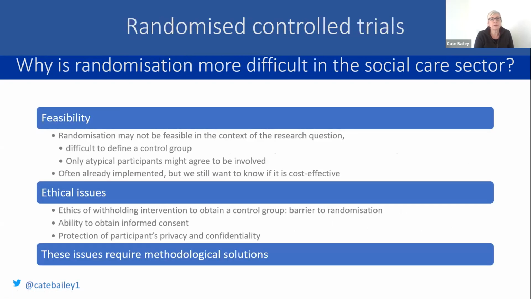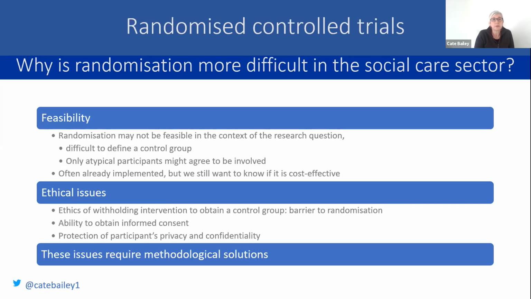There are two broad reasons why individual randomisation may be more difficult in the social care sector. Many populations in the social care sector are experiencing adversity, and it can be challenging or not even possible to define a control group. If a control group is included, there is a risk that it may have atypical participants. Frequently, the intervention has already been implemented, but we still want to know if it's cost effective.